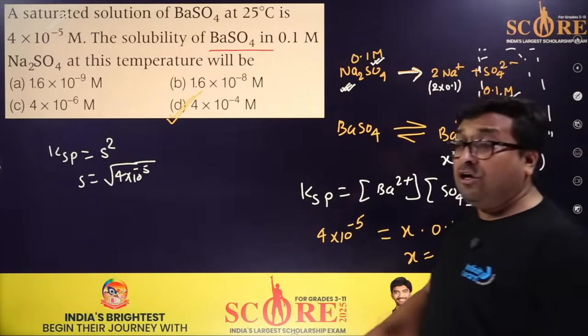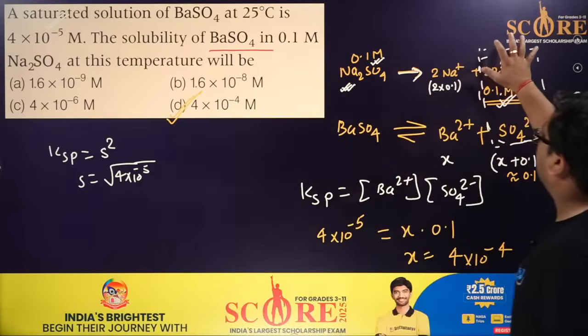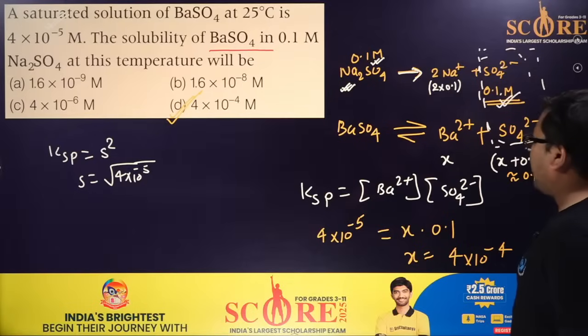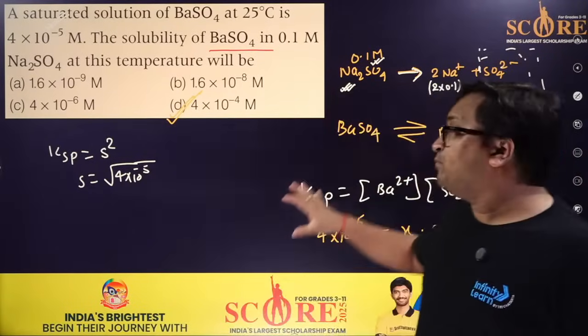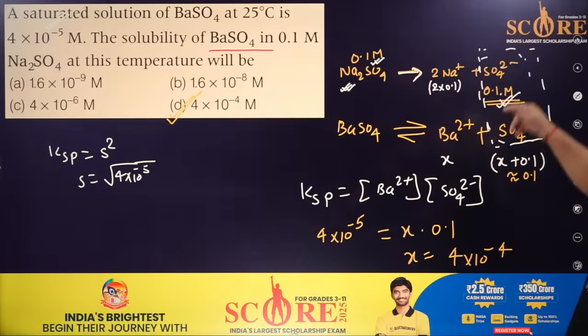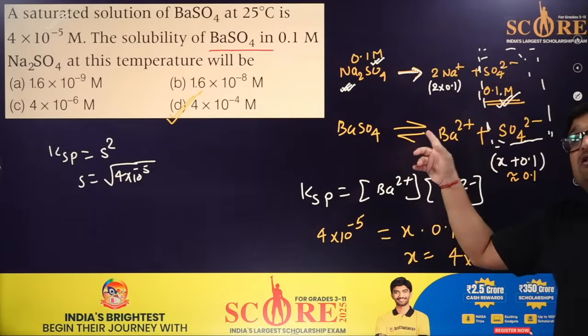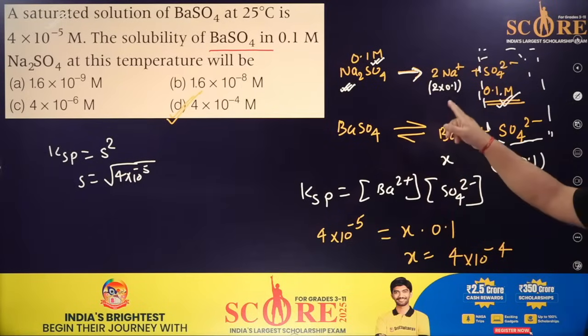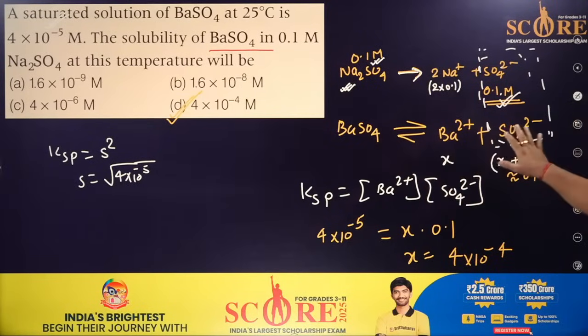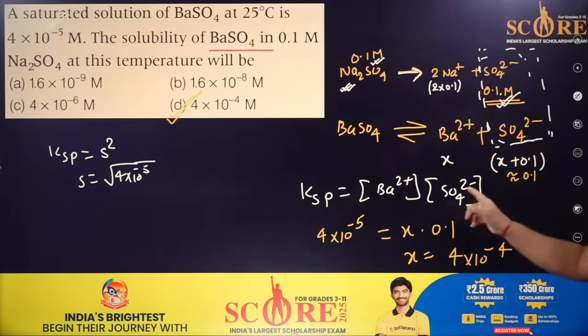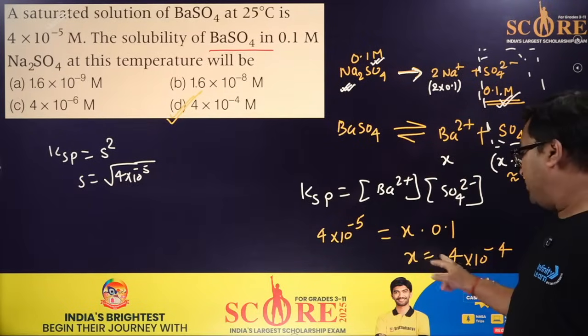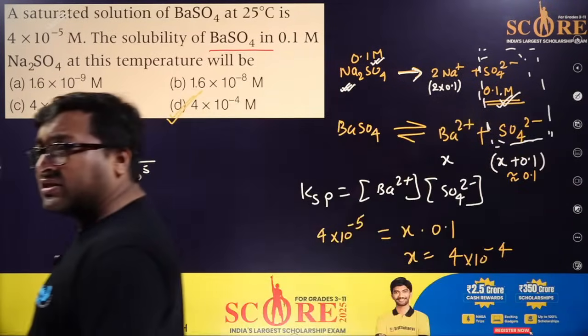You have heard about Le Chatelier's principle: if the concentration of product is higher, then the reaction will move in the backward direction. Its solubility is already very low, but due to the common ion effect, its equilibrium will shift backward, so its dissociation is reduced more. So sulfate from barium sulfate will reduce. To solve this numerical, please ignore X in front of this, because X is very small. That's why the solubility of this salt will become only this. Okay, consistent?